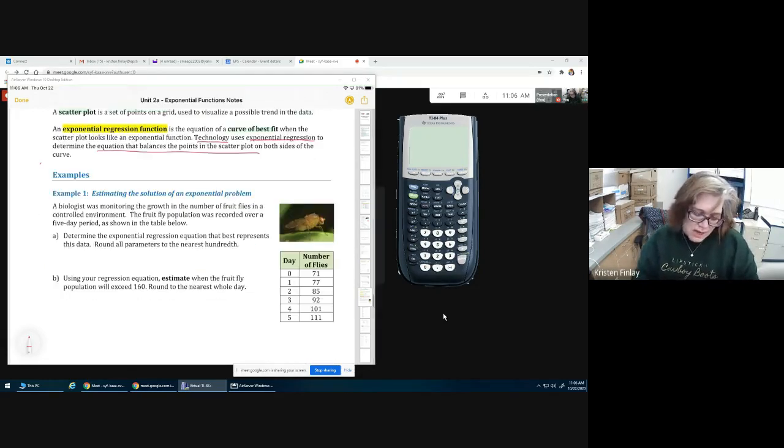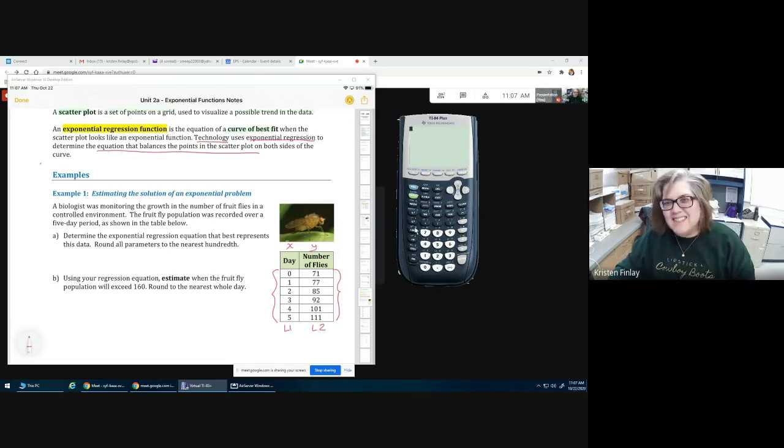A biologist was monitoring the growth in the number of fruit flies in a controlled environment. The fruit fly population was recorded over a 5-day period as shown in the table before. So we're going to determine the exponential regression equation that best represents this data. So we have this data right here. So we're going to use some things from it to let us do our data. Our day will be our x, and our y will be the number of flies. This will also be our list 1 and list 2. Now, when we set up our windows, we'll talk about how we can use the domain and range to do so.